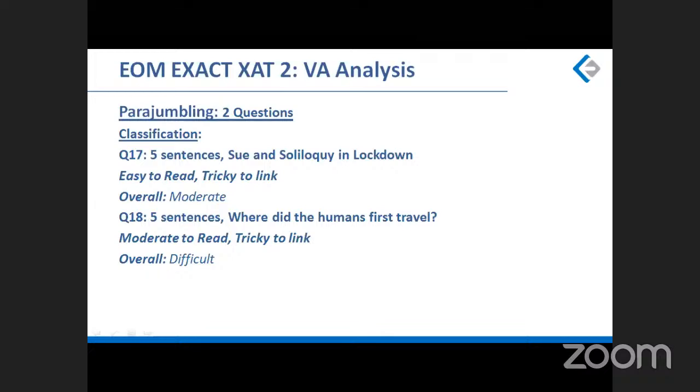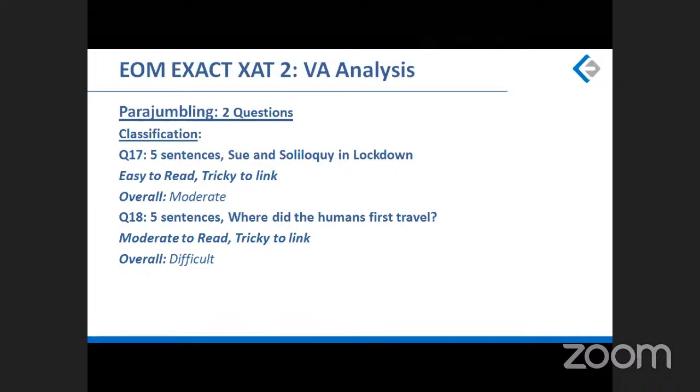Parables, both of them 5 sentences, both of them next to each other. God bless the person who created the paper. The first one, a very, very recent topic, soliloquy and lockdown, people talking with themselves, easy to read, slightly tricky to link, overall moderate. Second one, where did the humans first travel? Not the most exciting of 5 sentences that you will ever read, followed by moderate to read, again tricky to link. That's what I said last time also.